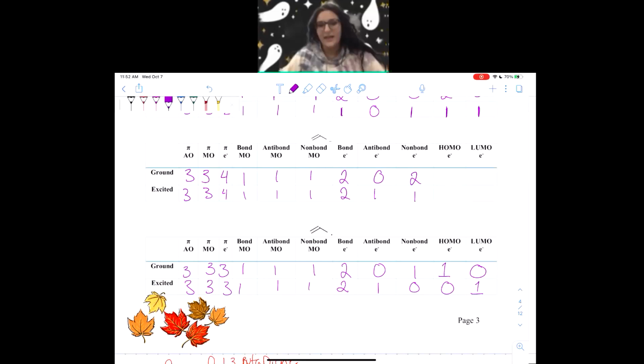And so then how many electrons are in the HOMO of the ground state? Yes, 2, 0. And then it goes to 1, 1 in the excited state because one of these 2 electrons jumps up here into the LUMO.